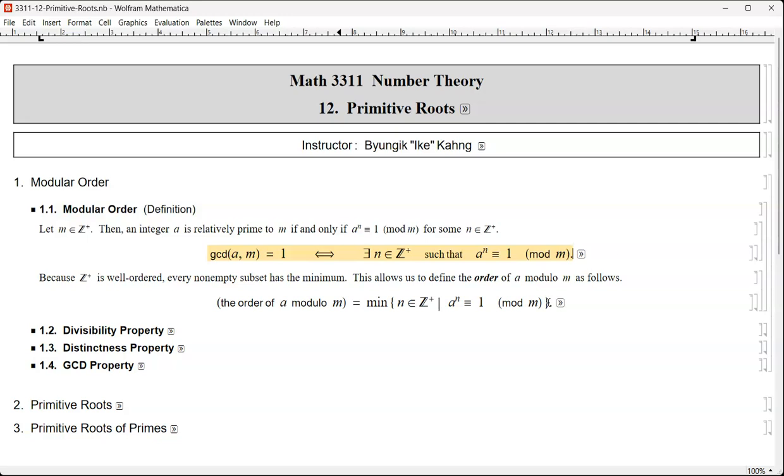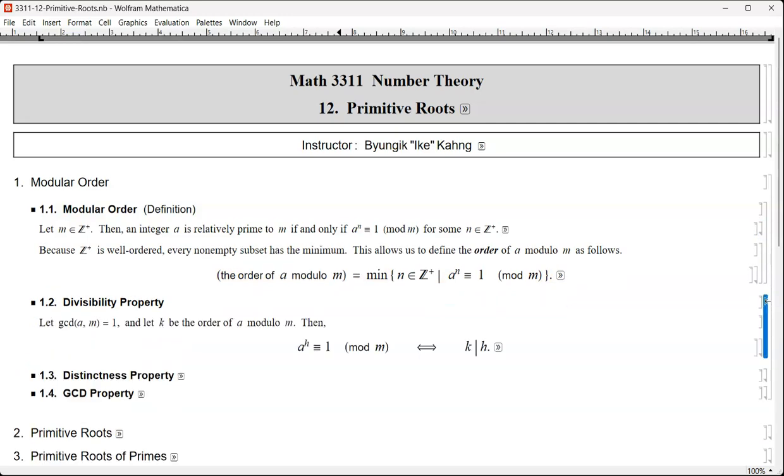Therefore, this set here is non-empty if and only if a and m are relatively prime, and coupling that with the well-ordering principle of Z plus, every non-empty subset of Z plus has a smallest element, the minimum, we have the well-defined concept of the order of a modulo m if and only if a and m are relatively prime. If a and m are not relatively prime, then this set is empty, so we don't have a minimum. So the order of a mod m is undefined.